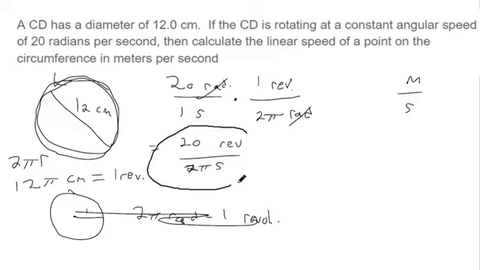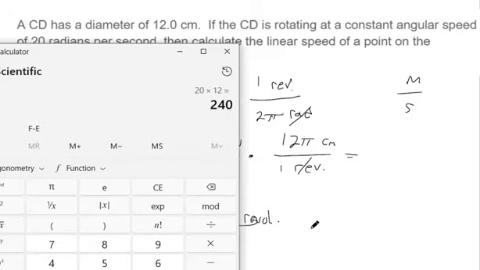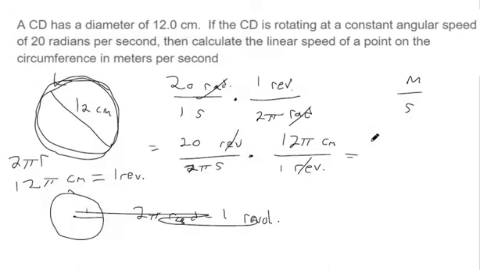So that's how we're going to get rid of that revolution units in the top. We'll multiply by that other conversion factor, that we've got 12 pi centimeters for 1 revolution. So the units of revolution cancel out. So we got 20 times 12. That makes 240 pi centimeters.